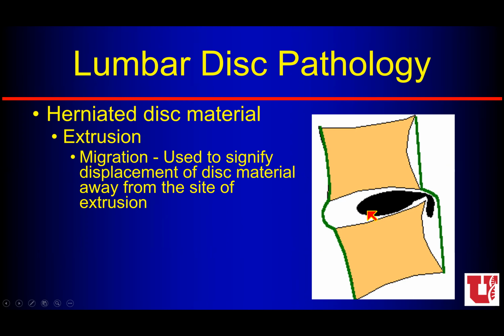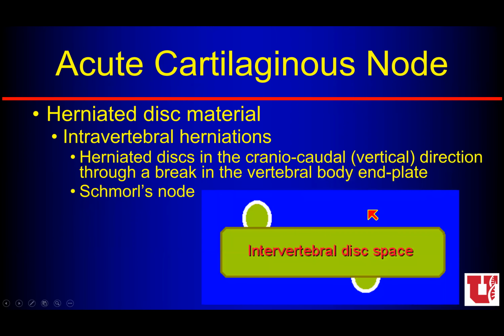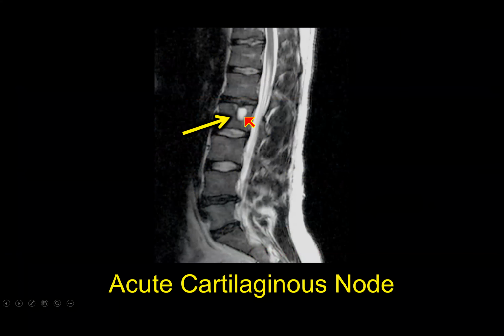Now, if you have the disk material that instead of extending posteriorly or anteriorly, goes through the end plate, we sometimes call that an intervertebral herniation. If the disk material goes into the end plate vertically in the craniocaudal direction to break through the end plate itself, we call that an intervertebral herniation, or if you like to name stuff after dead people, a Schmorl's node. So it can be very bright on T2. It might look very different than the disk material itself.